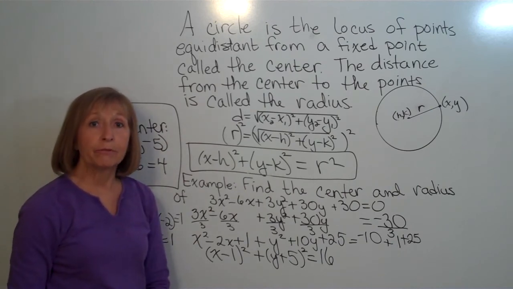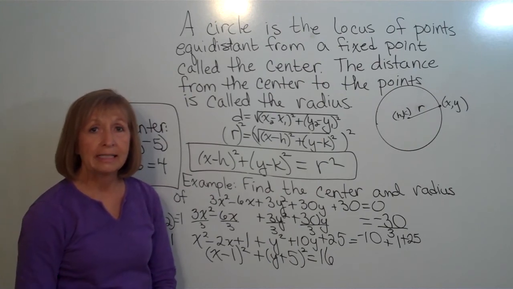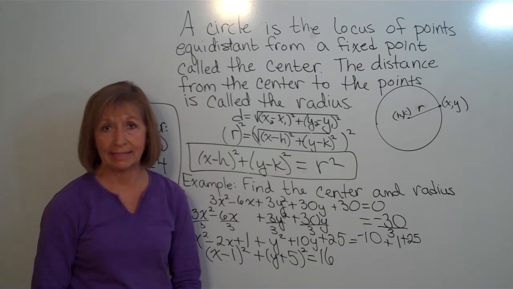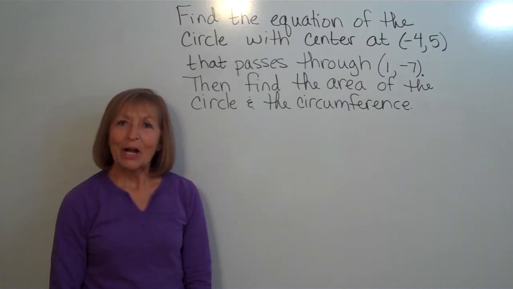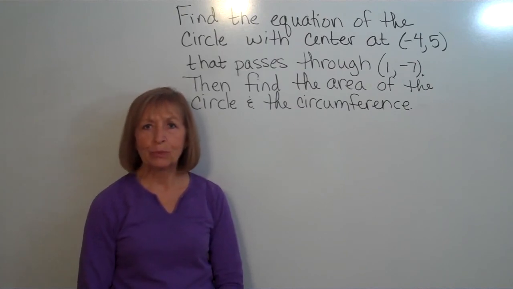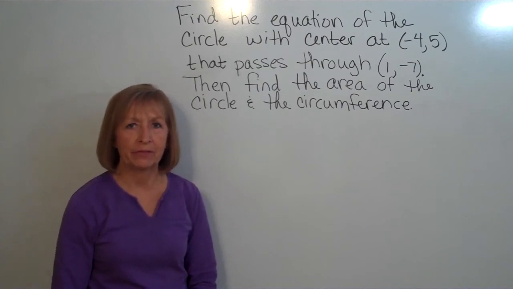So there's an example if we're given the equation and we want to find the information out about a circle. The next thing we're going to do is have information and then write the equation of the circle. All right, now let's look at an example where they give us information about a circle and we are to find the equation of the circle and some other aspects about the circle.